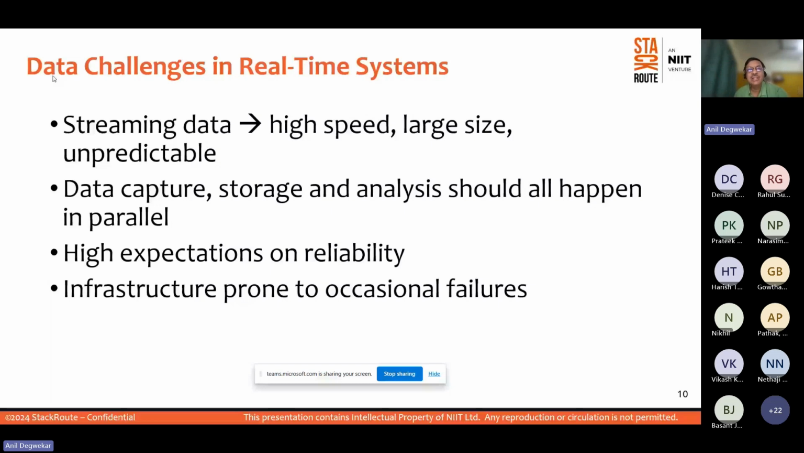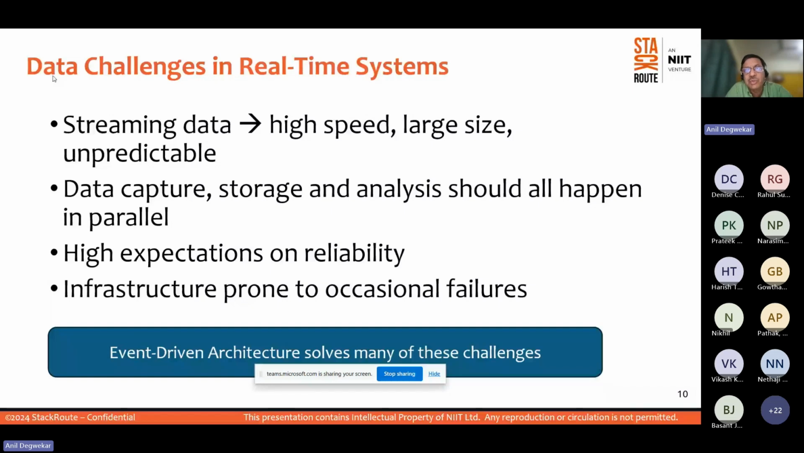So meeting all these challenges of real-time systems, right, is what event-driven architecture is one of the solutions. I won't say that is the only solution, but really event-driven architecture is one of the premier solutions. Short form, we call it EDA. So EDA is one of the well-known or preferred solutions to handle data challenges in real-time systems. So really, if you have a real-time system or a near real-time system and you want to have a system which can capture, store, and analyze all the data simultaneously with high reliability, and in spite of the underlying system being prone to occasional failures, right? Then probably you should consider an event-driven architecture as the preferred solution for it.